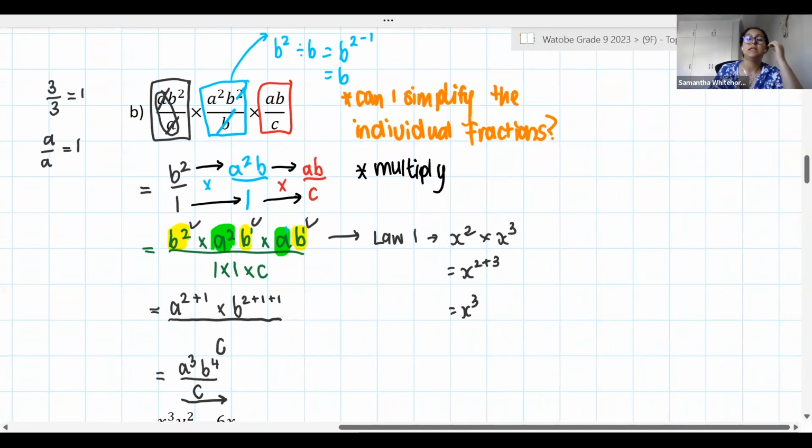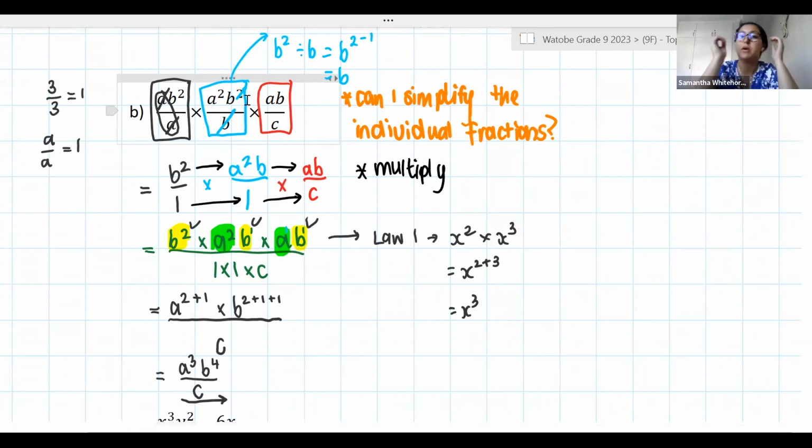And guys, what we need to start realizing, and we'll do more and more of these, is that often we have to use more than one law as we do a question. It's very, very rare that we ever get asked a question where we only use one of our exponent laws. Often we have to combine them.